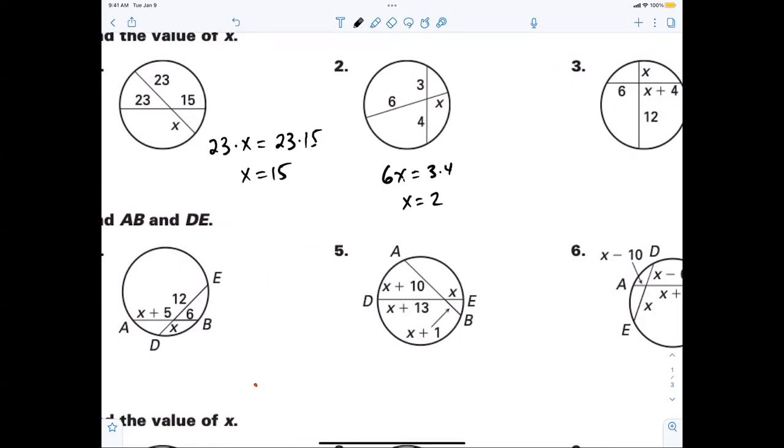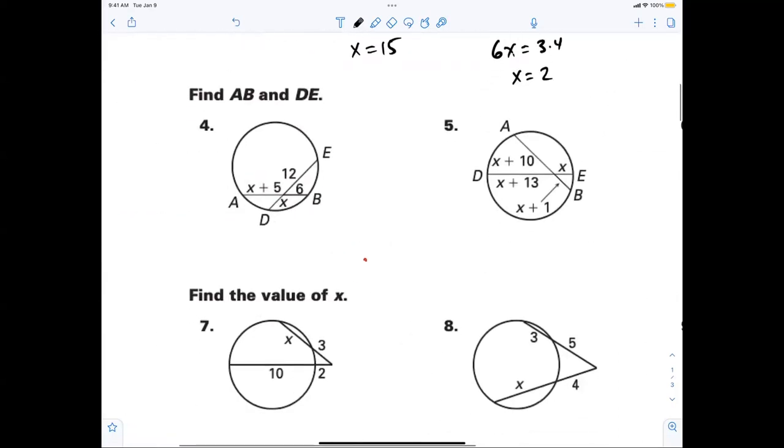Most kids would not be able to sit and say, okay, why is that true? How do you figure that out? These are all just rules that you have to know. So now let's look at a little bit harder one.